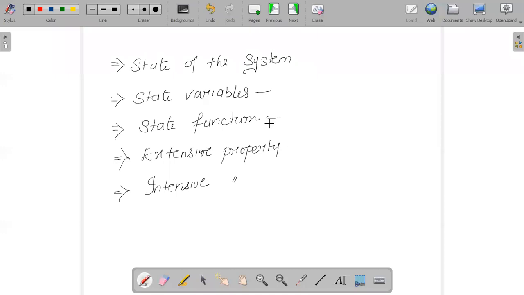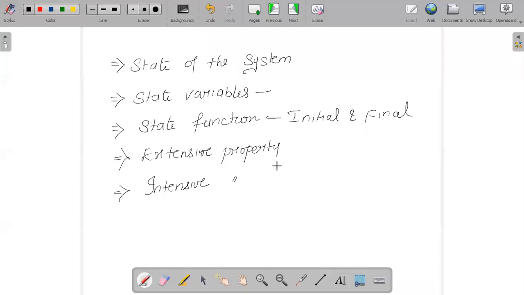State function is the property that depends upon your initial and final state. But yes, the path will not be considered. It is just the property which depends upon the initial and the final state, but not on the path with which it travels from the initial state to the final state.